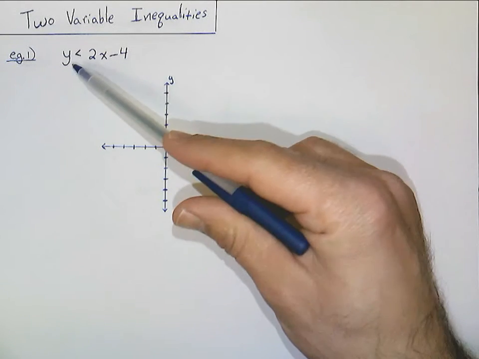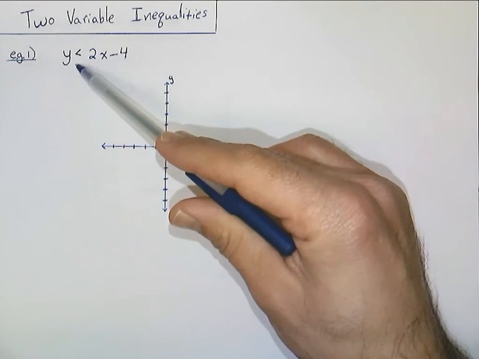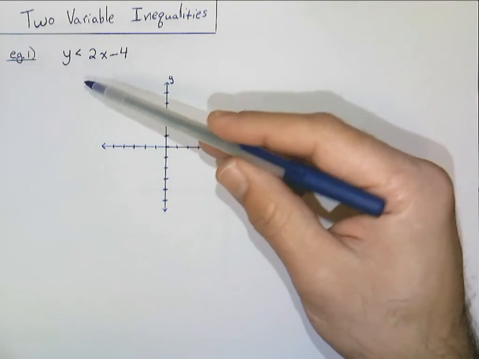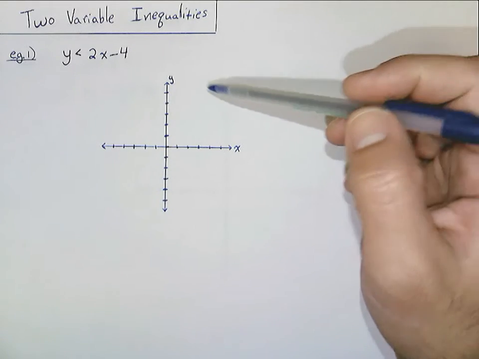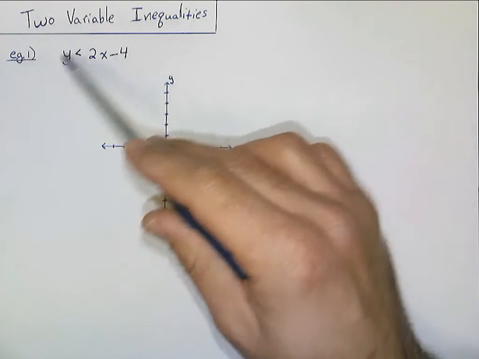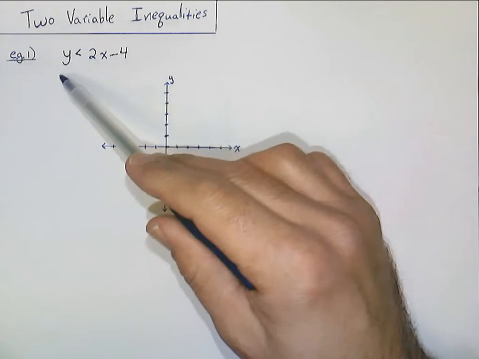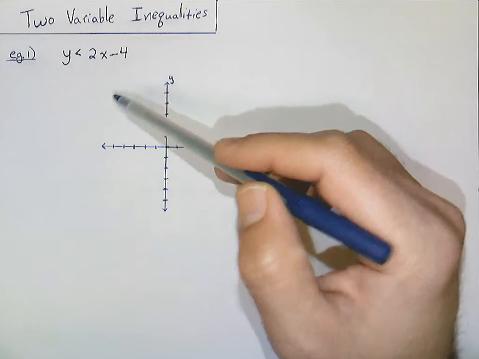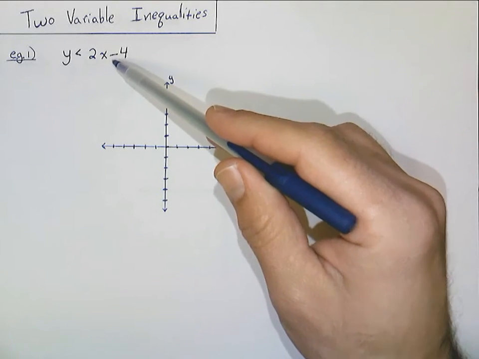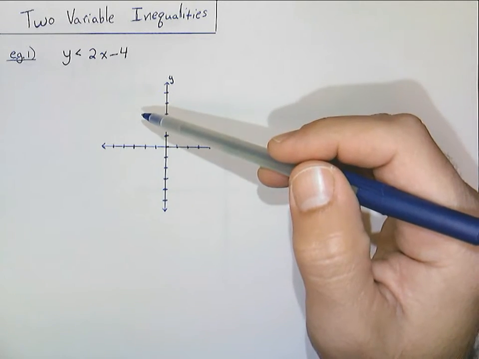Now notice we have two variables in here, an x and a y, which means that we're talking about a two-dimensional space, meaning the coordinate plane. So what we want is to know all points x and y, x coordinate and y coordinate, that will make this statement true. And so all we have to do is just graph this thing. And let me show you how we're going to do that.